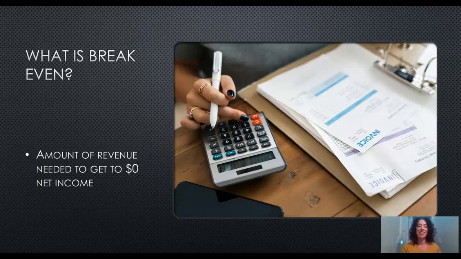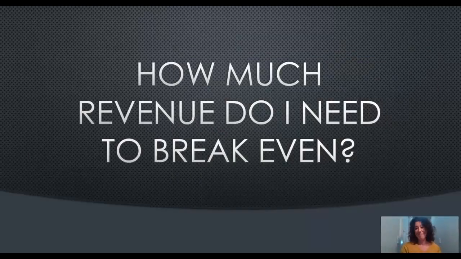So break-even is the point in which our revenue minus our expenses equals zero net income. And you may think, I don't know that I care about that at all, but that's one of the top questions we get asked: how much revenue do I need to make money, to break even? How much revenue per month, per week, per day? It is a very viable question to know how much revenue you need in your organization so that you know everything's okay.